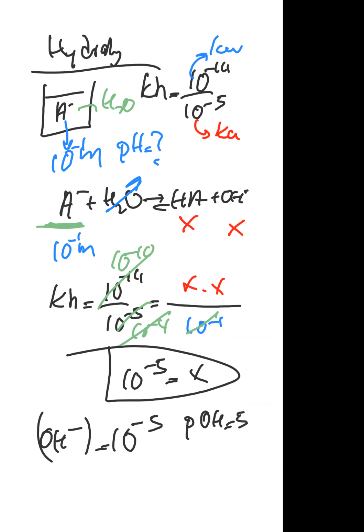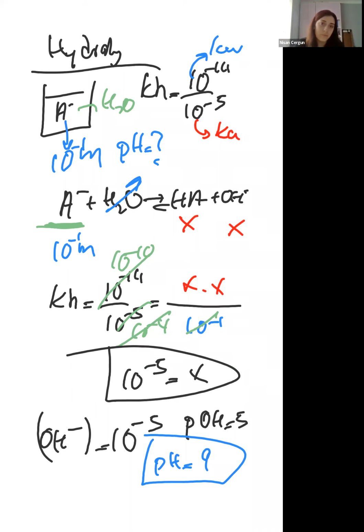Is it okay? No, because we were asked for the pH, but we just calculated the pOH for the solution. Then we should say that it's 9. Then we have completed this with great success. Now, mission accomplished.